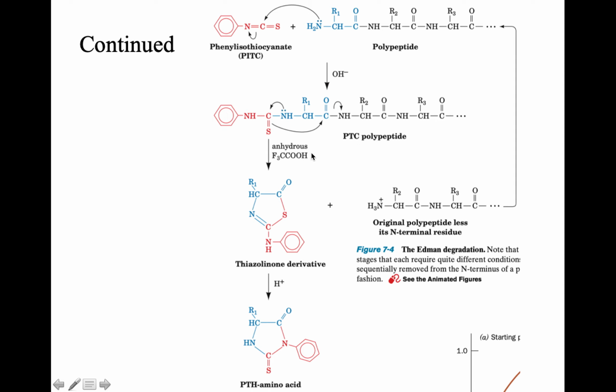After the treatment with trifluoroacetic acid, only the N-terminal amino acid residue, which is bonded with the phenyl isothiocyanate, is separated, whereas the rest of the polypeptide chain is intact. The amino acid undergoes cyclization and forms the thiazolinone derivative. Under aqueous acid, this thiazolinone derivative will be converted into the phenyl thiohydantoin amino acid.